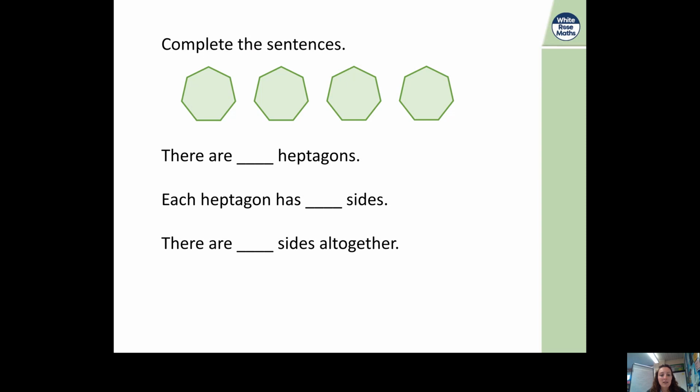Let's have a look at some questions now. So here are some heptagons. If you have a look, a heptagon has 1, 2, 3, 4, 5, 6, 7 sides. Can you think of any other words that have got the word hept in it that means 7? Let me know. So there are 4 heptagons altogether, and each heptagon has got 7 sides. So we need to multiply these 2 numbers together to work out how many sides there are altogether. So 4 times 7 or 7 times 4 is 28.